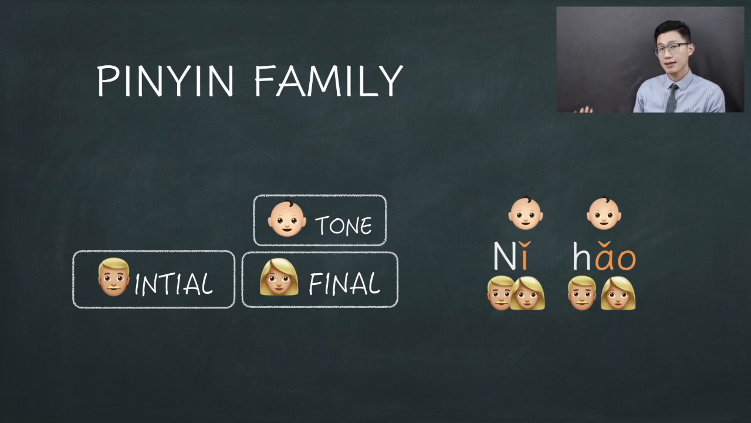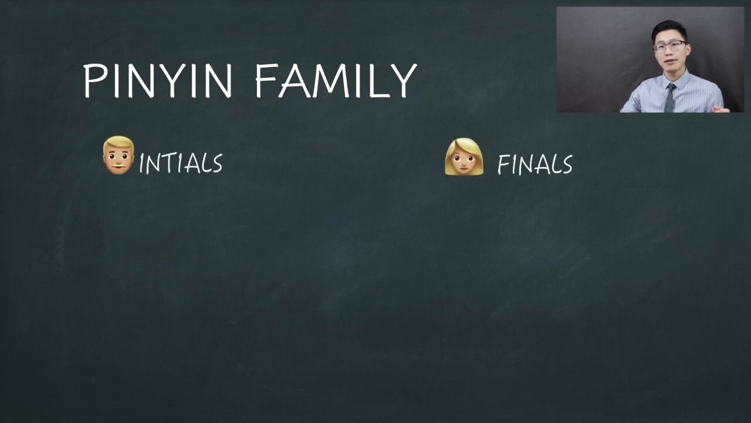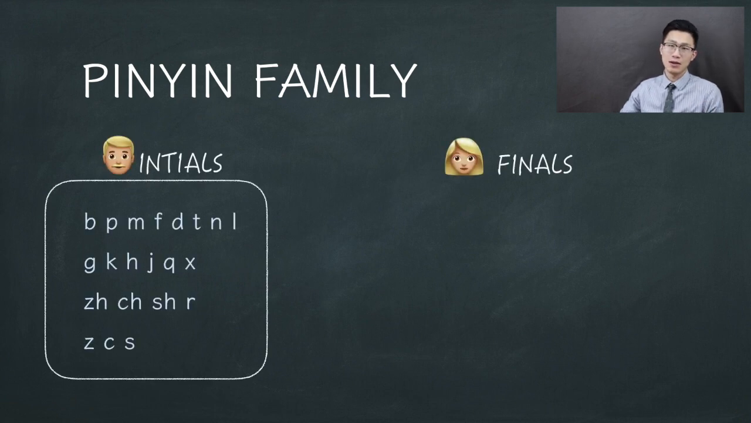So how many different kinds of fathers and mothers do we have in the Pinyin family? Let's have a look at the Pinyin family photos. In the Pinyin family, there are 21 different kinds of fathers, which are called initials. You may want to know how to pronounce them. Let's give them a try.